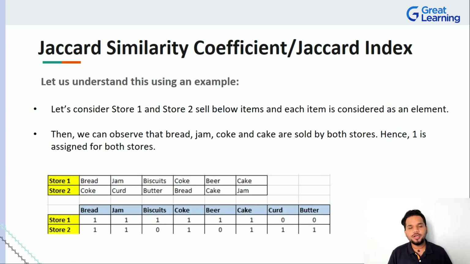So what we're going to do is take a quick example to understand this better, right? Let's just consider that there are two stores who are willing to sell the items that you see on your screen right now, and each of these is an element on its own, right?